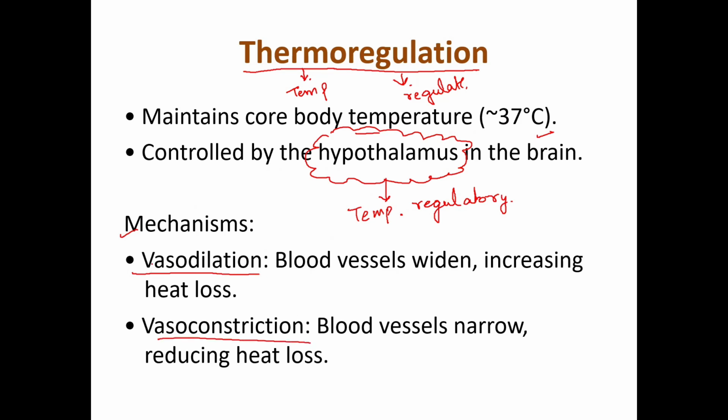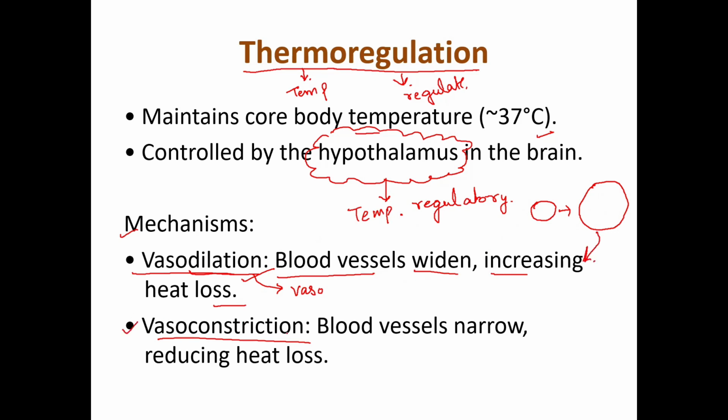Let's focus on the word, split the word: vaso is related to the blood vessel and dilation means widens. So if this is a normal blood vessel diameter, and the body dilates it, increasing the girth and the diameter, it means it's vasodilation, and vasodilation leads to increased heat loss from the body.